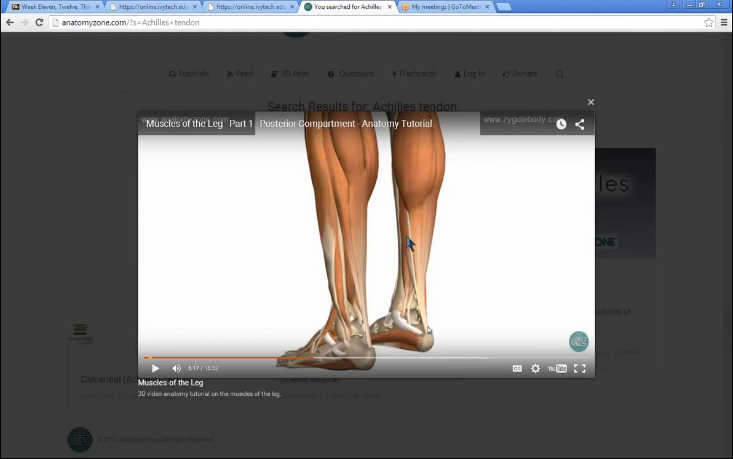Our soleus is more of a type 1, so it is a postural muscle. It's a red oxidative muscle. And so when we get in a situation where there is a quick force or repetitively quick force to the tendon, only one of the muscles is really meant to be able to provide protection against that.